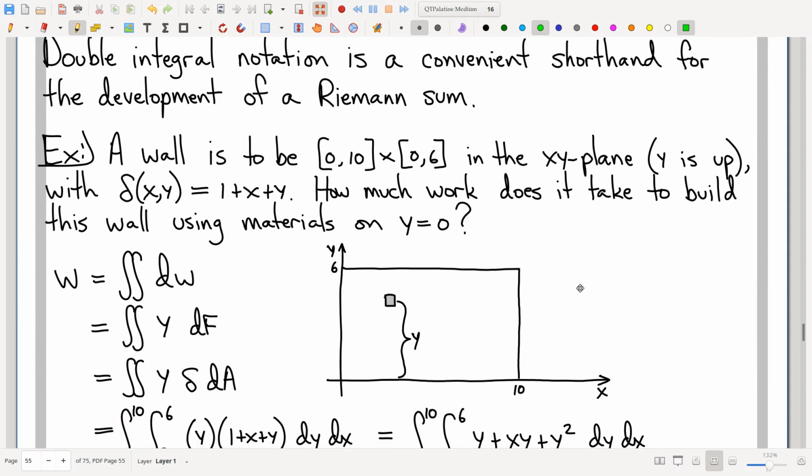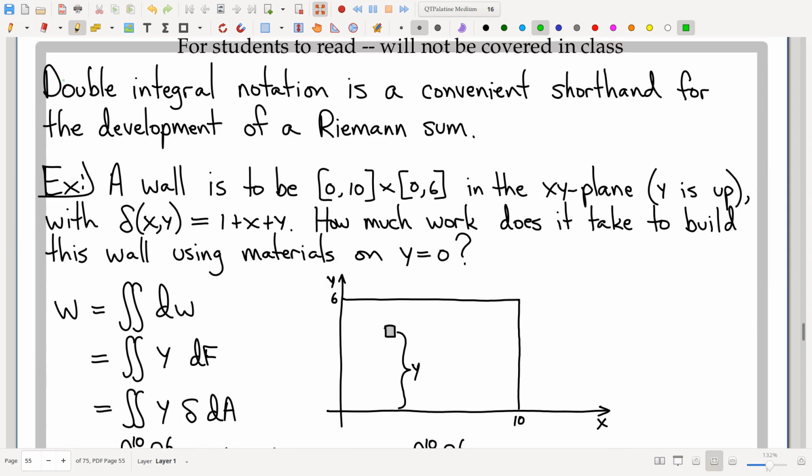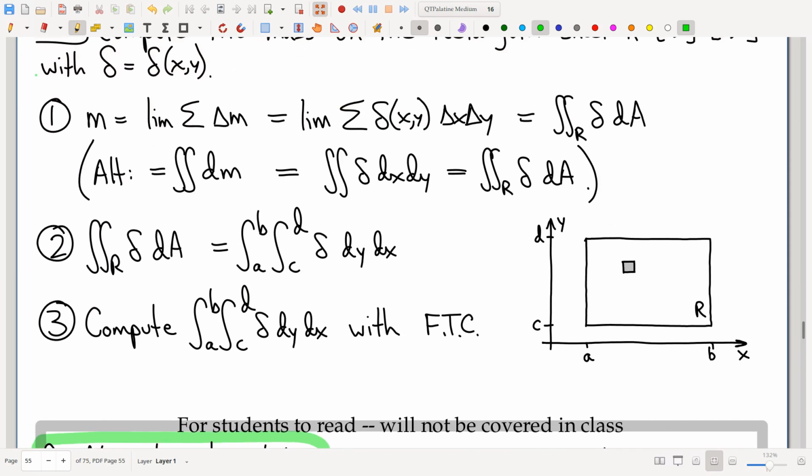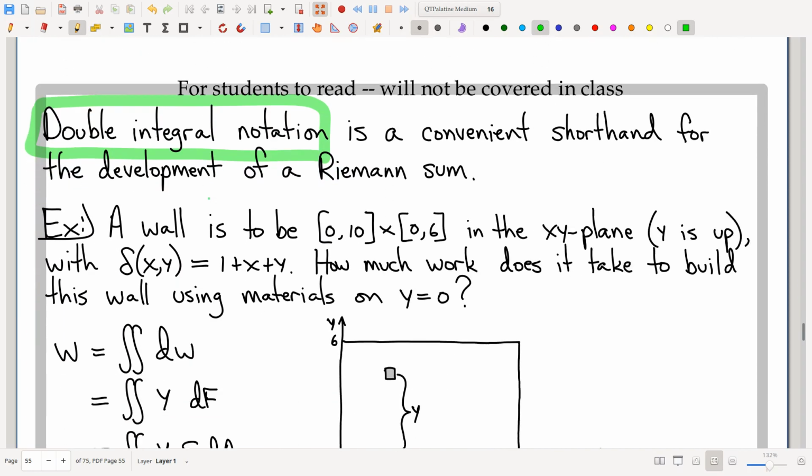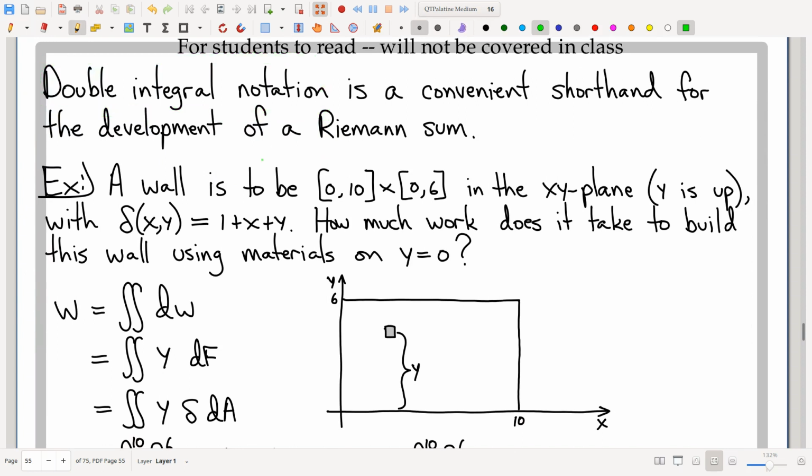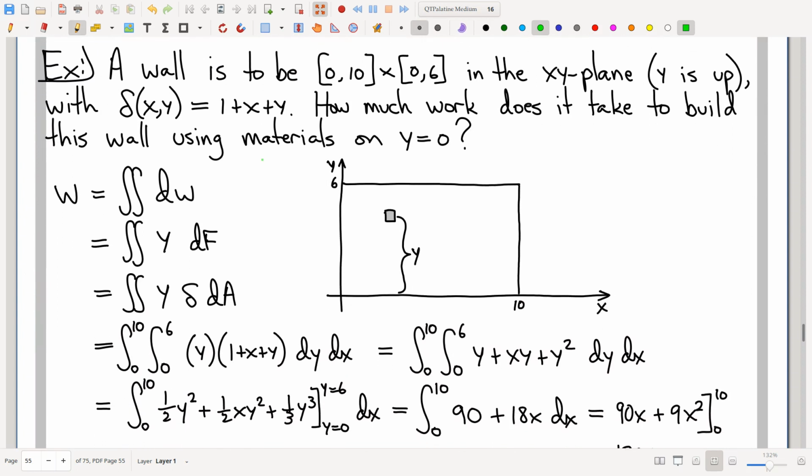This example here is just a recognition that double integral notation is very convenient. So this little bit that I did here, writing this instead of that, is kind of a convenient shorthand. And here's another example of another way in which that can be really convenient. I don't want to go through all the details of this example. Y'all can read through the other stuff at your leisure. The big idea is that we've got a bunch of materials on the ground level here, bunch of bricks basically, and we're going to try to build a wall.